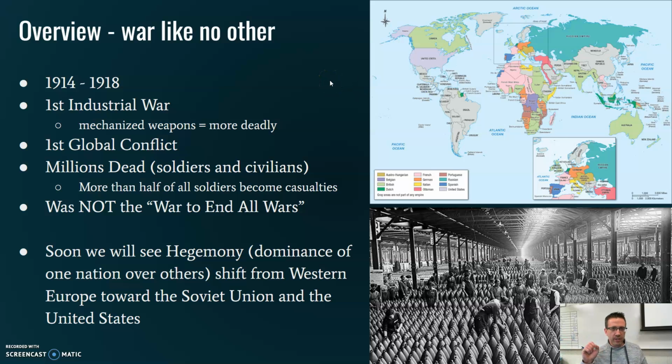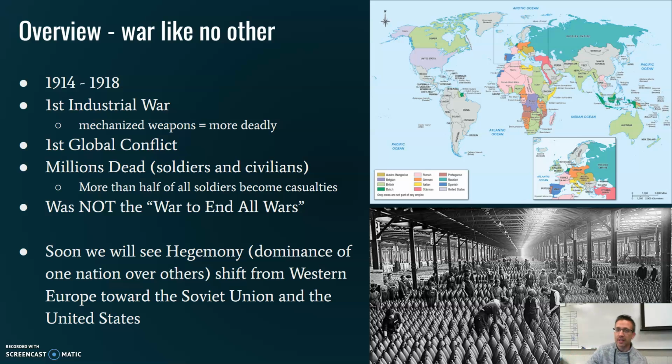Okay, so this was 1914 to 18. It was the first industrialized war, like we see down here. Factories were producing mechanized weapons, which were much more deadly. Everything from tanks to machine guns to warships. And it was the first global conflict because we have all these nations with colonies. The major players all had colonies somewhere. It ended with millions dead, including soldiers and civilians, and actually half the soldiers became casualties, either dead or wounded, which is a very high amount.